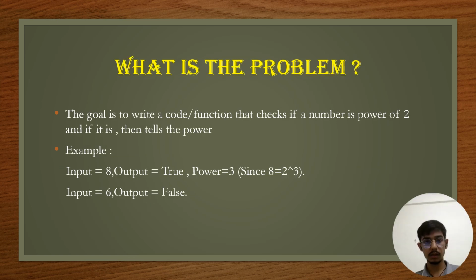So let's discuss what the problem is here. Our goal is to write a function that checks, when we enter a number, whether it is a power of 2 or not. And if it is a power of 2, then it tells what the power is. For example, here we take input equal to 8. It gives output true, which means it is a power of 2, and returns power equal to 3. And when we input 6, it gives output false, signifying that it is not a power of 2.